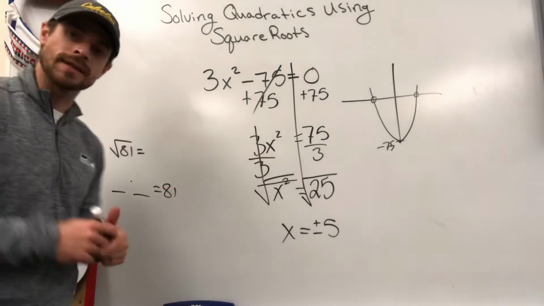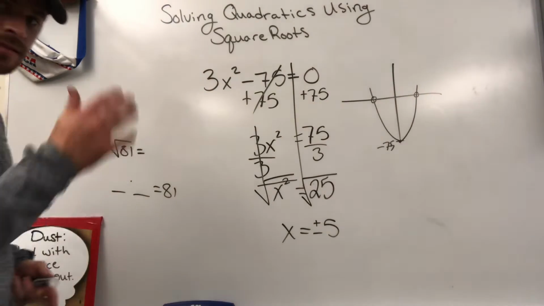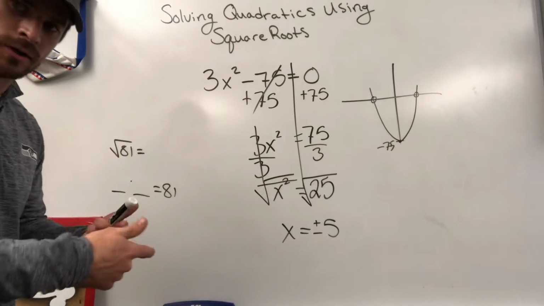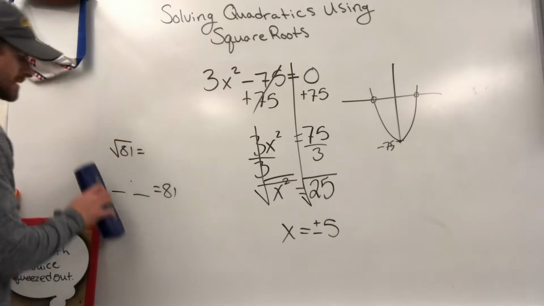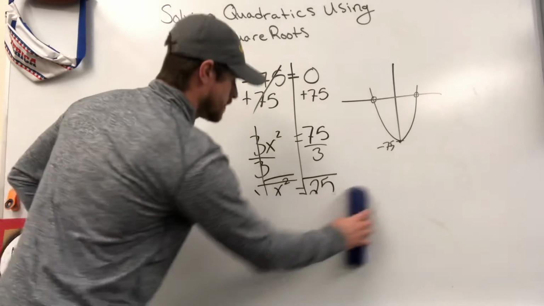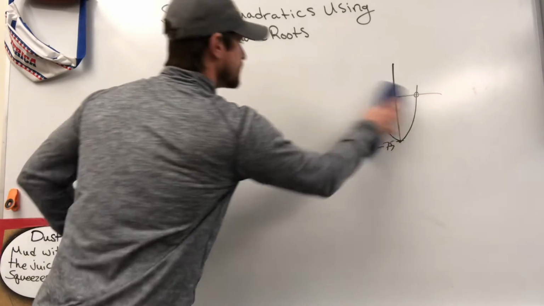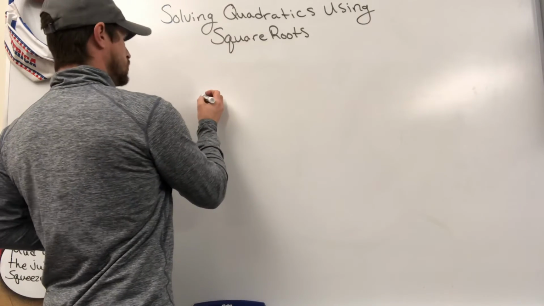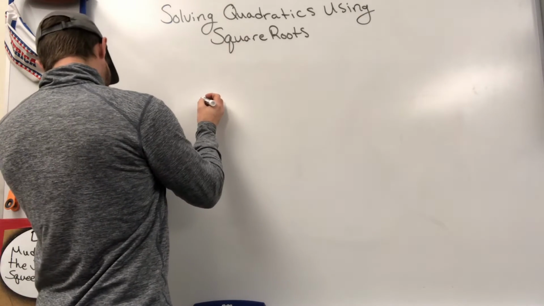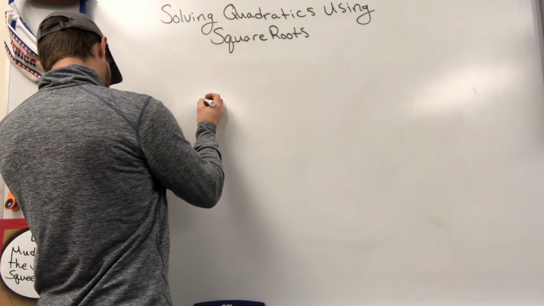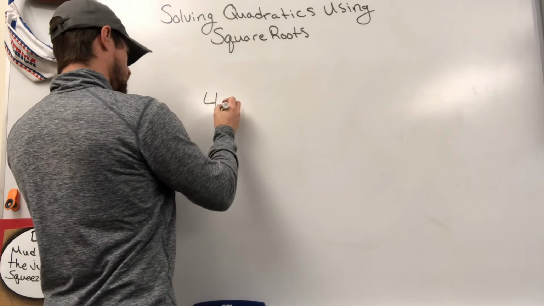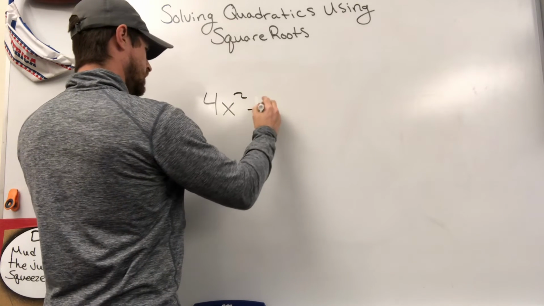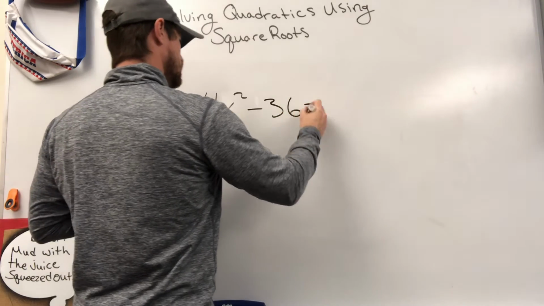If you want to do one more, we can absolutely do that. I encourage you to pause the video in the middle, stop when you get to a point where I'm about to do some work, do the work on your own, start the video back up, and see if you got the same result as I did. All right, let's make a new one. Let's go with 4x squared plus, let's go minus 36 equals 0.